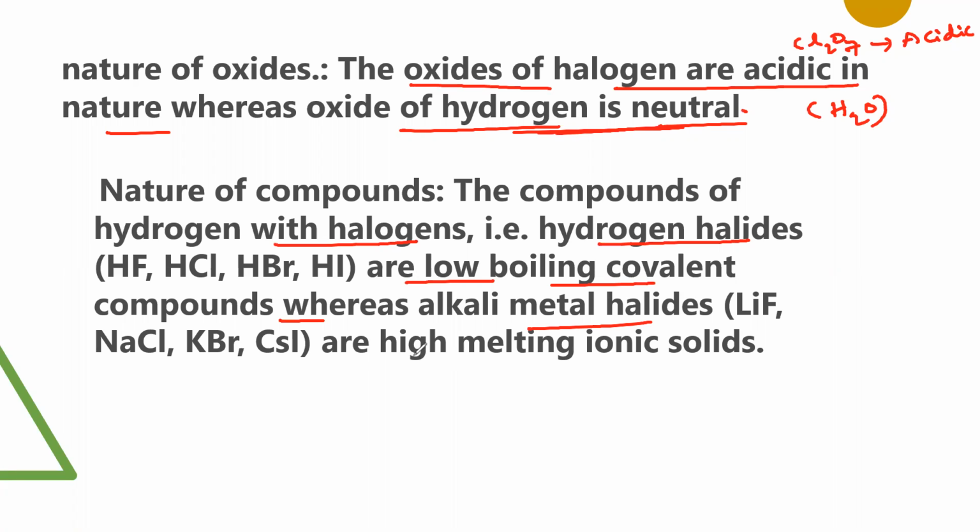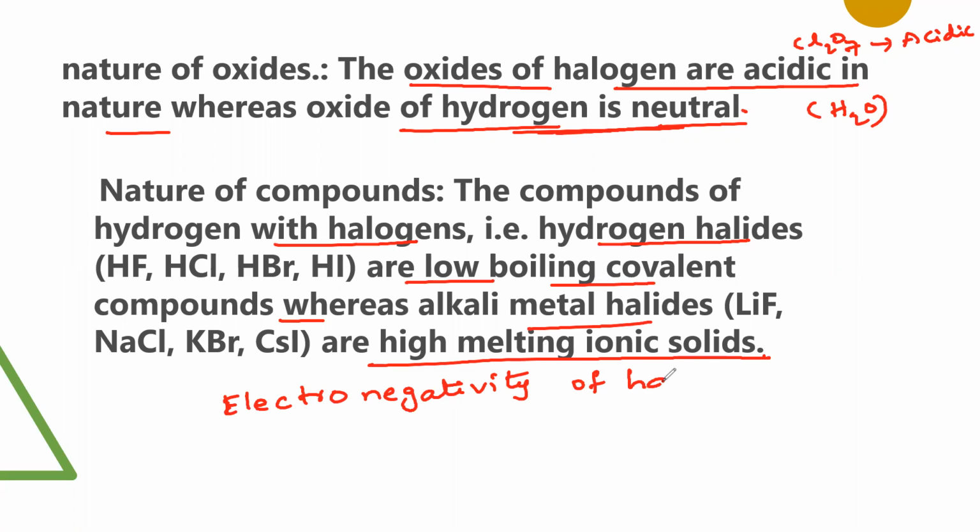Nature of compounds. The compounds of hydrogen with halogens, that is hydrogen halides, are low boiling covalent compounds, whereas alkali metal halides are high melting ionic solids. So this is again nature of compounds. And one more, electronegativity. Electronegativity of halogens is high. These are the dissimilarities we are discussing now.